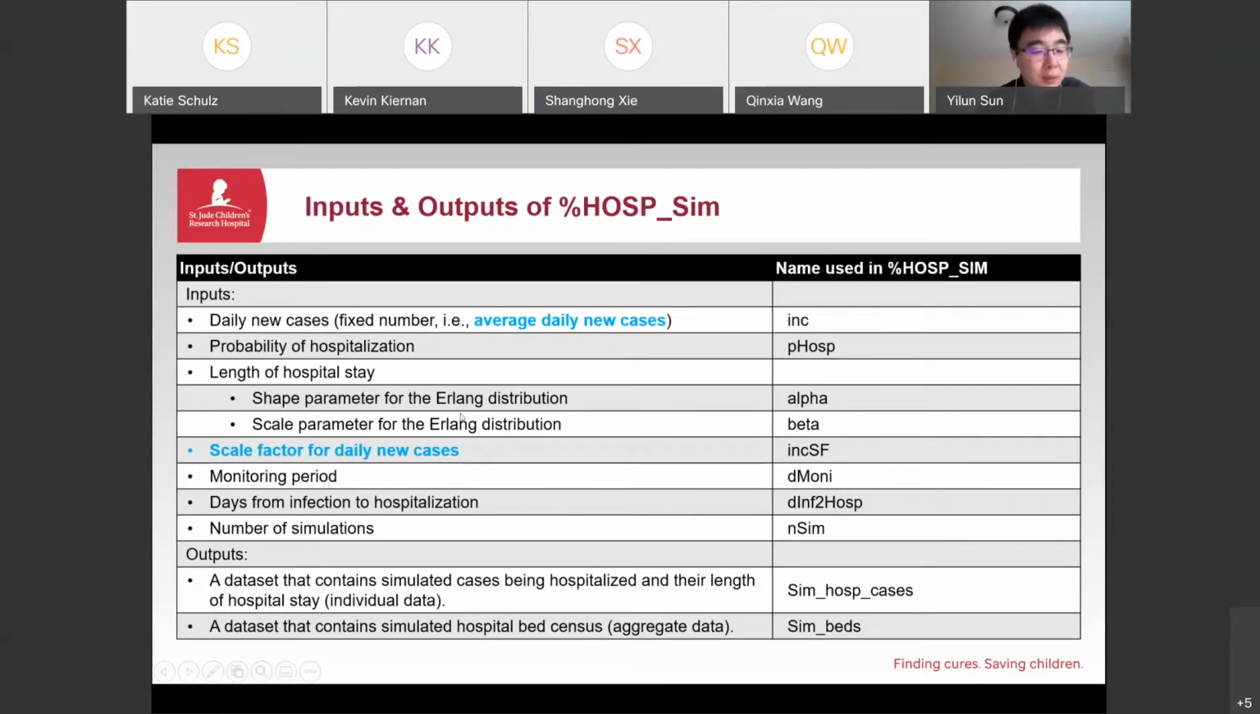Second, we include a scale factor for the daily new cases. This is under the consideration that the hospital catchment area could be different from the case reporting area. For example, if the local hospitals admit many cases from outside the local area, this scale factor will be greater than 1. On the other hand, if many local cases cannot be treated by the local hospitals, this scale factor will be less than 1. And for the output, we will get two datasets after we successfully run the SAS macro. One contains the individual hospitalization data, and the other contains the simulated hospital bed census.